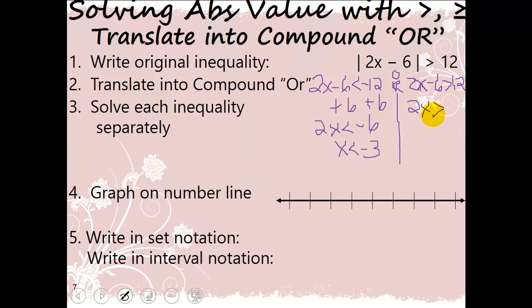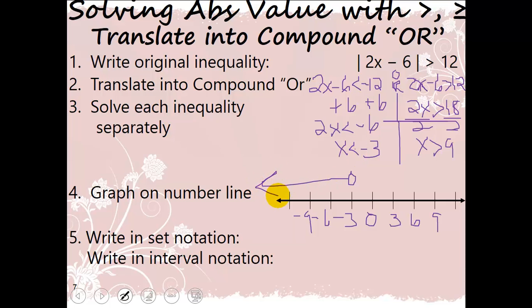2x is greater than 18. I added 6 to both sides. I'm going to divide by 2. X is greater than 9. So I'm going to go up by 3's. Here's 0, 3, 6, 9. There's -3, -6, -9. I need values of x that are less than -3, open for less than without the equal component, going off to the left, and then greater than 9, again open, and going off to the right.